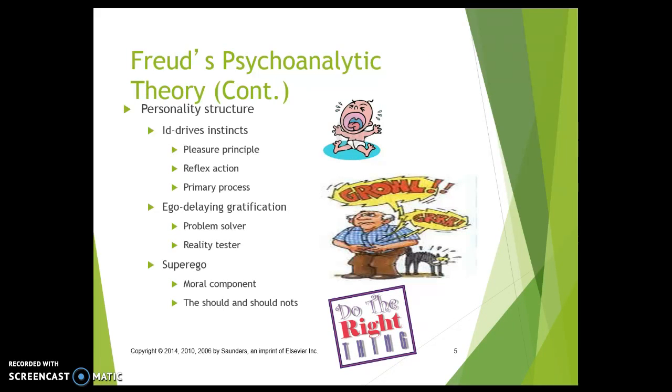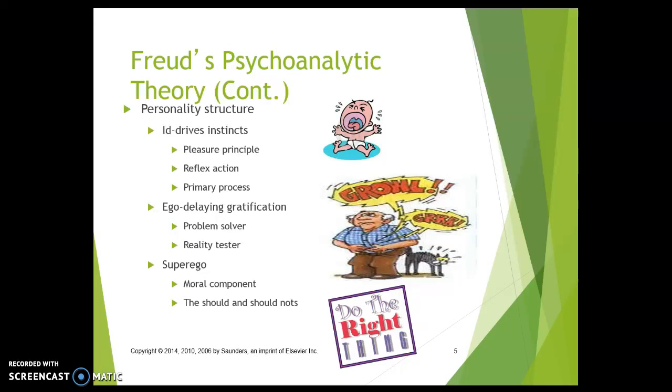He also talks about the personality structure. So he has the id, the ego, and the superego. The id is driving instincts. So you have a little baby over here to remember this, that it's the pleasure principle, the reflex action, and the primary process. Basically what that's saying is that the id is in control of what I need right now, please give it to me. So the baby needs to be fed, needs to be changed, needs to be held, the baby's crying, it needs something, and it needs to happen right now. The baby doesn't know how to say, I'll just wait a little bit and then it'll happen. So that's the id, what I need right now.